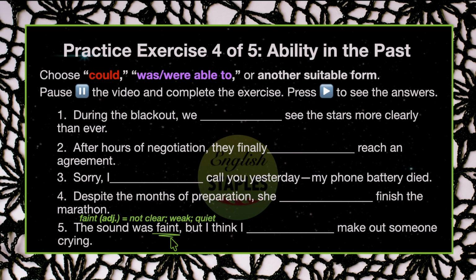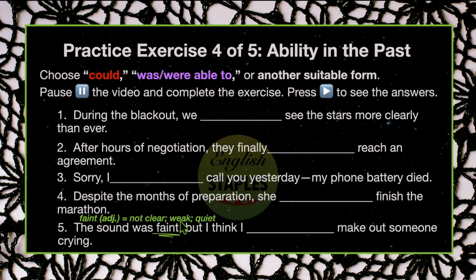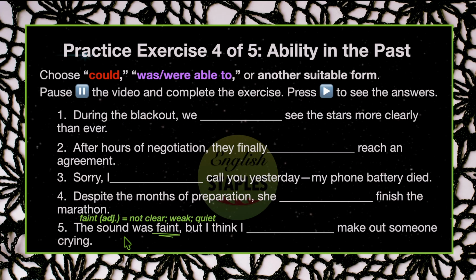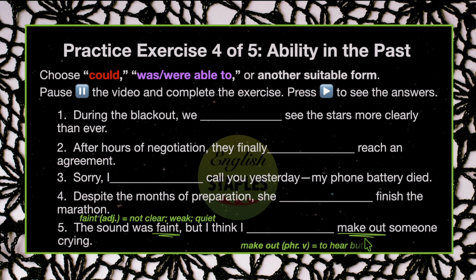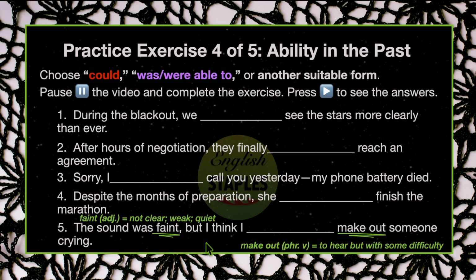What does faint mean? It's an adjective and it means not clear or weak or quiet. The sound was not clear, or it's a weak sound, or it's a quiet sound, very faint. But I could make out. Make out is a phrasal verb and it means to hear but with some difficulty. You can hear something, but it's not very easy to hear. So, what do we have here?